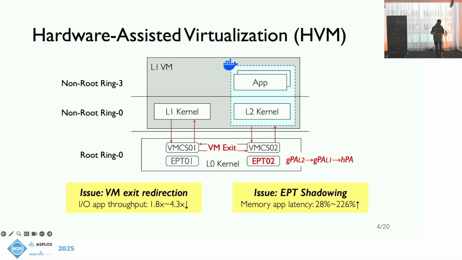Moreover, hardware-based nested virtualization also increases the overhead of memory management. Without hardware support for three-stage address translation, hardware-based virtualization relies on the L0 kernel to manage a shadow page table, shadow EPT, for each secure container. Handling one EPT fault in the container requires multiple traps to the L0 kernel.